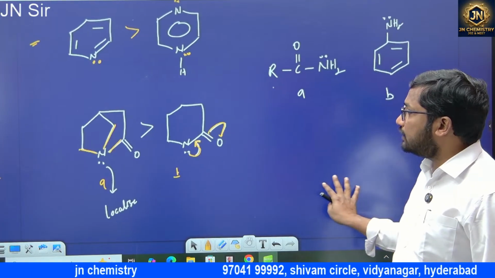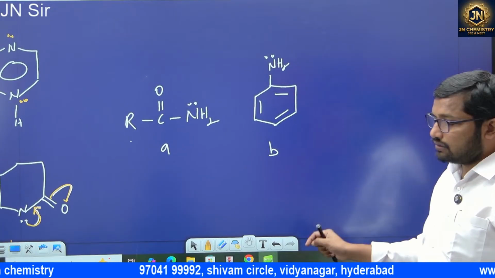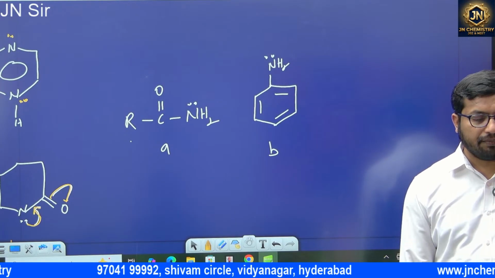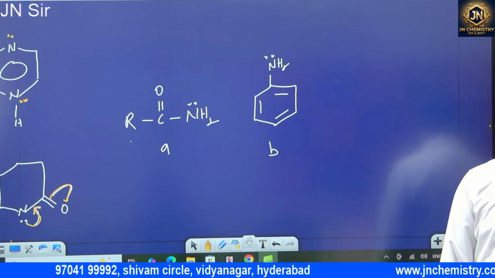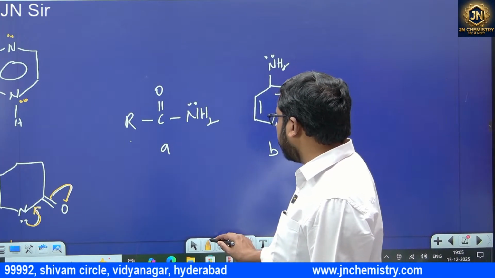Amide and amine, aniline, aliphatic and aromatic, right? So which is more basic? B is more basic or A?